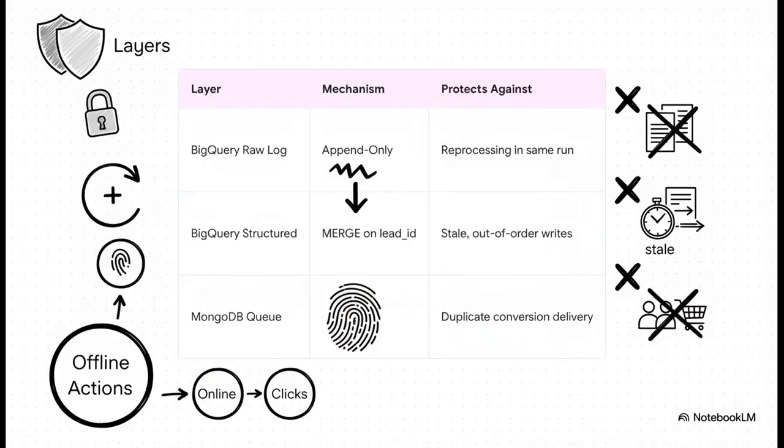So how in the world did they keep that promise? They do it with layers of defense, like a fortress. There's not just one safety check, there are 3. First, the system keeps a raw, unchangeable log of absolutely everything. Second, it uses a special database command that cleverly combines old and new data, so you never have to worry about old information accidentally overwriting the new truth. And maybe most importantly, the mailroom itself has a hard rule. You cannot add the exact same conversion for the same person twice, period. These layers together just eliminate any chance of double counting.